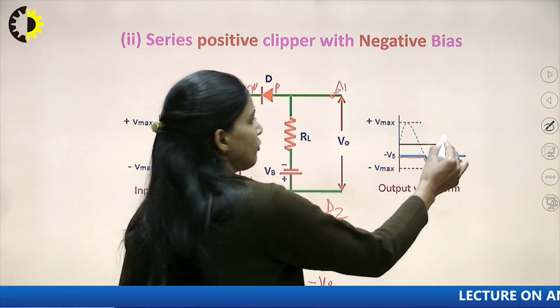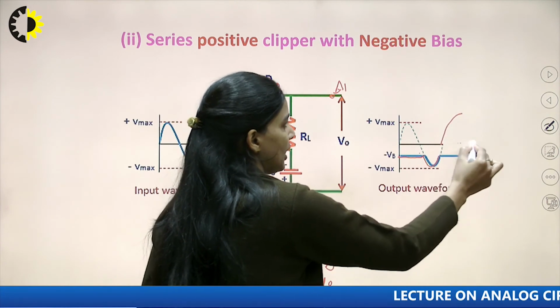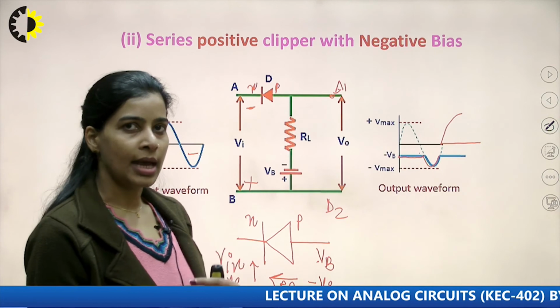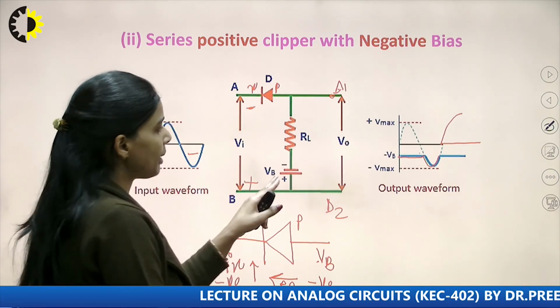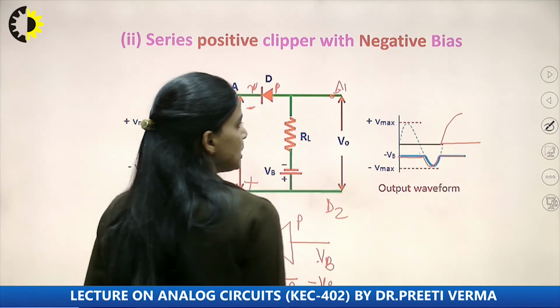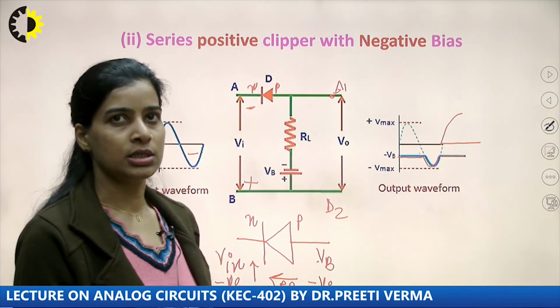So, we are getting output for the input cycle when V input is more negative than the biasing potential. Then for the next positive cycle, again we get the VB value, that is the biasing potential, and here the biasing potential is negative. So, here we get this biasing potential in the negative direction.